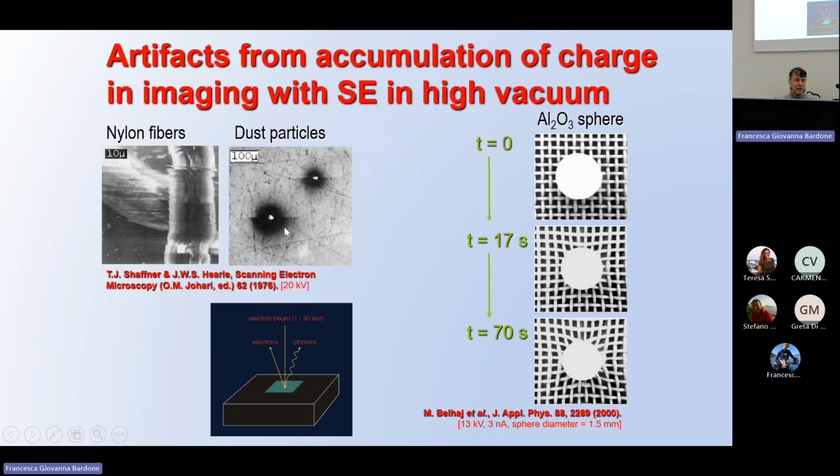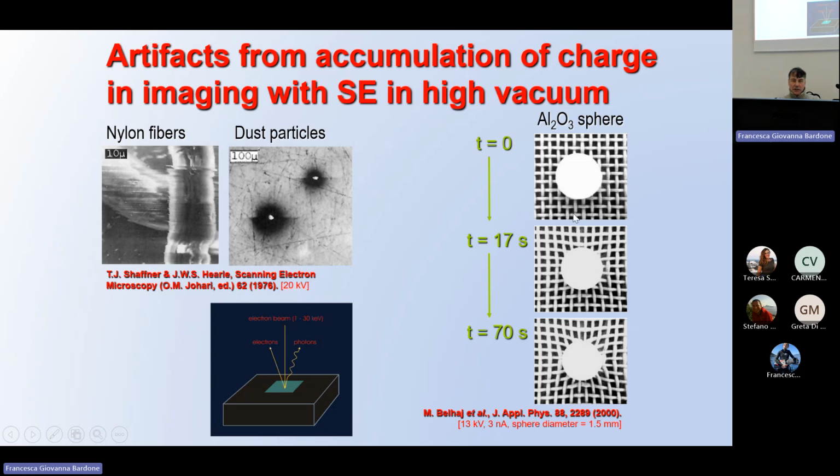This arises because the particles charge up, so they become always more negative. And if the particles are negative, are not conductive, the electrons which come from the source are not capable anymore to hit the side of the specimen to the particle. So they are deflected away. So you lose the information because of the charging effect. This is a nylon fiber without any coating. You see all these lines is a charging effect because it is charging.